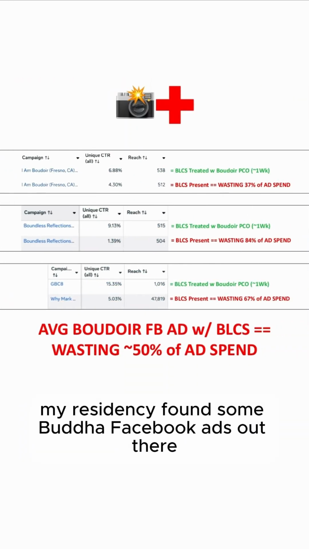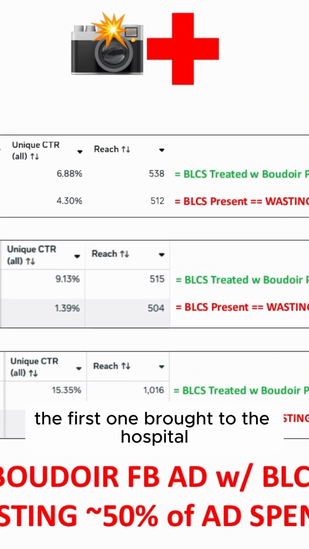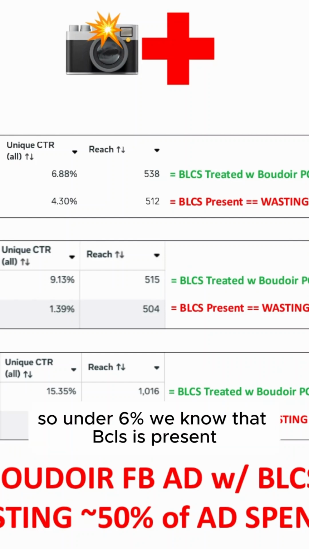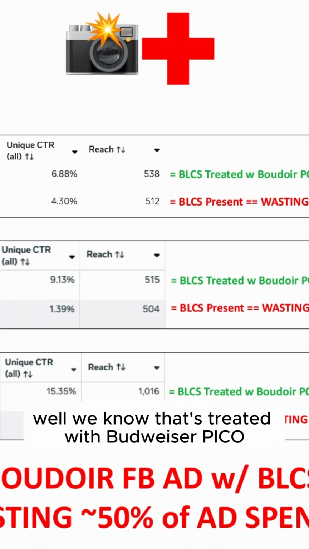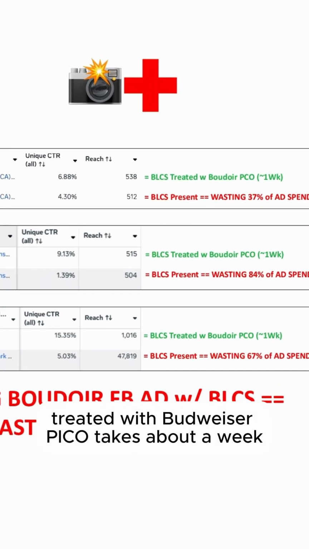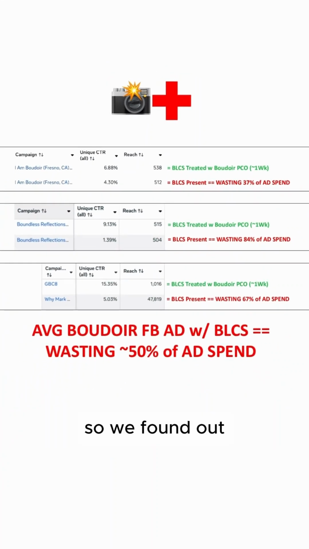So in my residency, I found some Boudoir Facebook ads out there. First, I found one, brought it to the hospital, tested it, and found its unique CTR all was 4.3%. So under 6%, we know that BLCS, Boudoir low click syndrome, is present. Well, we know that's treated with Boudoir Pico, which is exactly what I did. It takes about a week. I got the unique CTR all up to 6.88%. So we found out the original Boudoir Facebook ad was wasting 37% of ad spend.